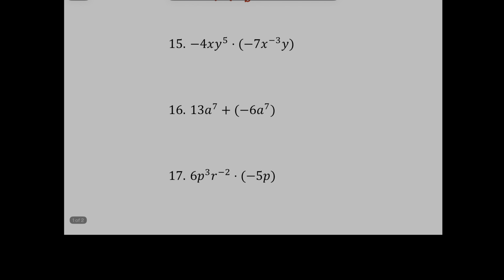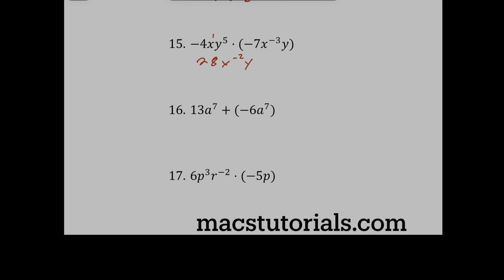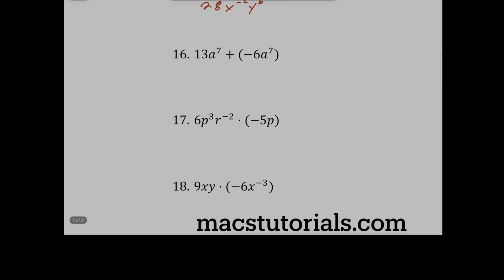-4 times -7 is going to be a positive 28. And then my x's, that's like a 1, right? So let's add my 1 to my -3, and I'm going to get a -2. And my y's is going to be y to the 6th. Number 16, it's an addition problem. My like terms are the same. So this is going to be 13 plus -6 is going to be 7. A to the what? Well, when we add, we copy. Okay?